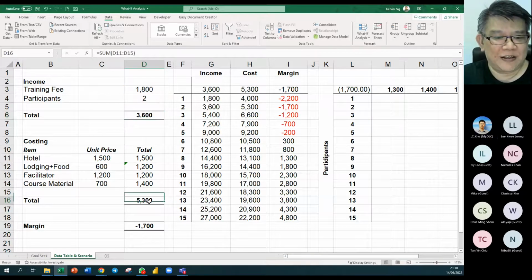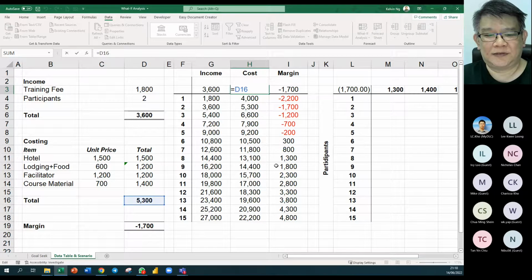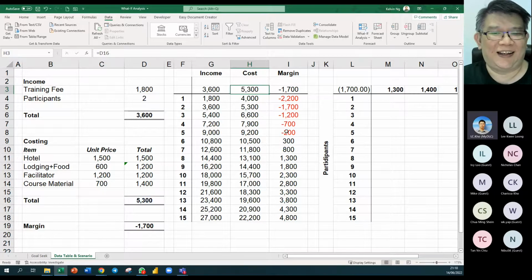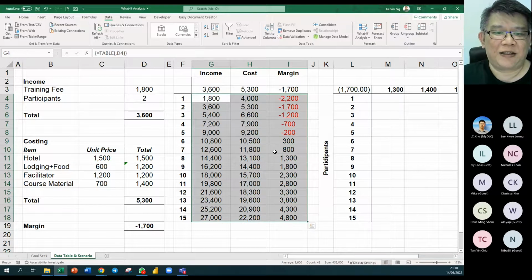Now I don't want to do this sum again. This one is the sum of D11 to D15, so I just point to that cell. That cell will do the work for me. Okay, got it. And all these are calculated based on what?